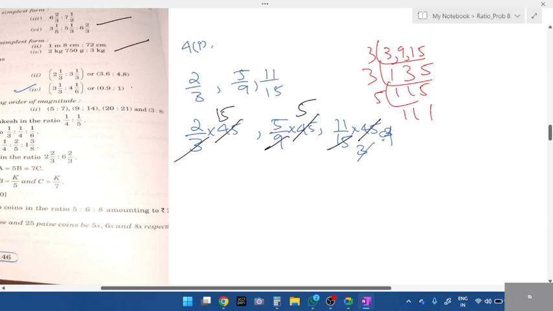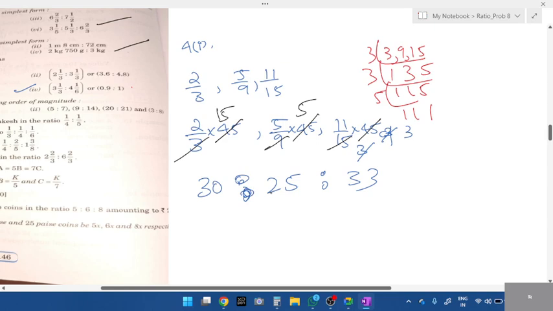Okay, 3 and 9. Next, 3 ones are 3. 3s are right. So what is left? 30. Anything common? No, right?